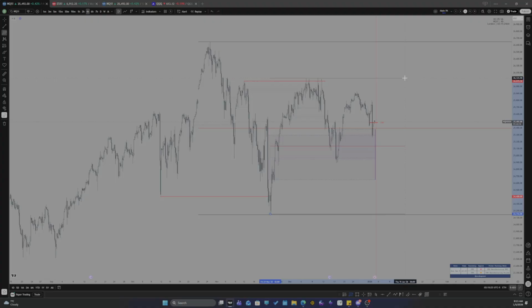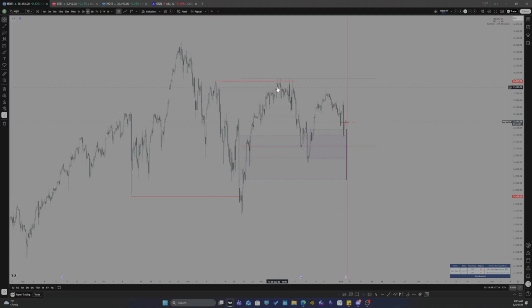There we go. And so on and so forth. So if you look here, then let me remove this. Price comes into equilibrium. There it is. Once more on this impulse, comes into equilibrium.